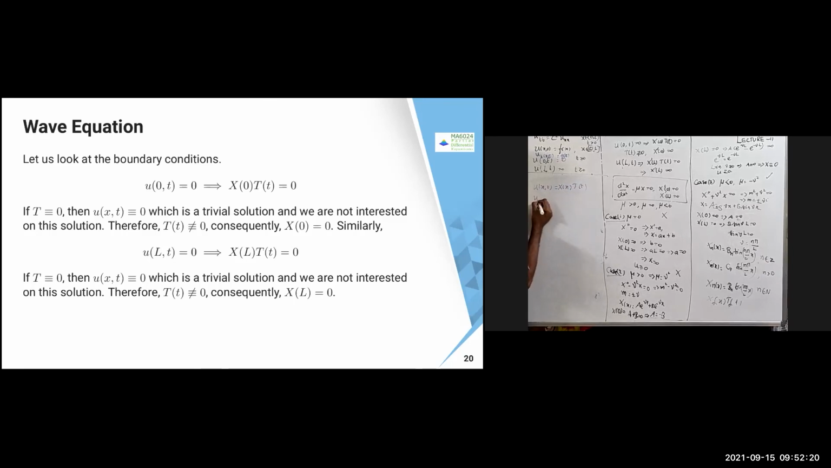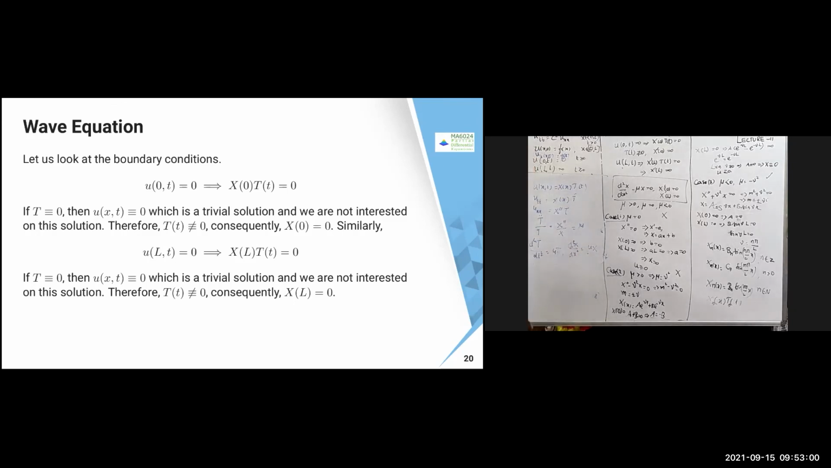So again do the same thing. u_tt is going to become X(x) into T double dot, and u_xx is going to become X double dash into T. So if I substitute this, T double dot divided by T equal to X double dash divided by X, which is going to be some constant; I'm going to put mu. Therefore I have two equations: d squared T by dt squared equal to mu T, and d squared X by dx squared equal to mu X.